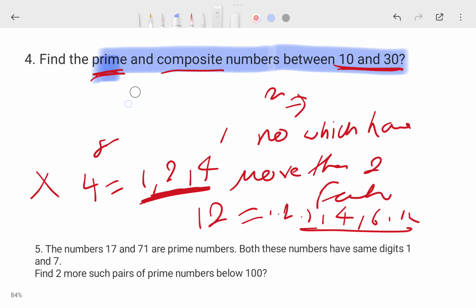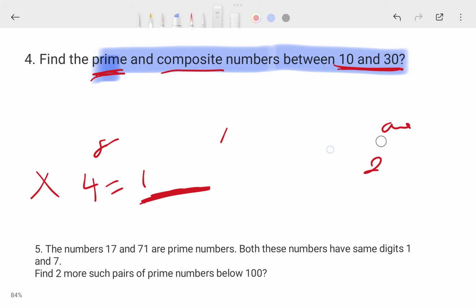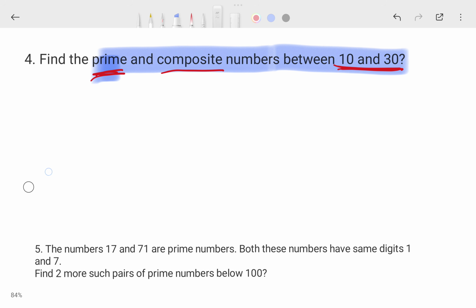Right, so let's see the answer of this one. Okay, composite numbers means more than two factors. Prime numbers means the number which has only two factors, that is 1 and itself. Otherwise, the number which is not exactly divisible by 2, that is the prime number.